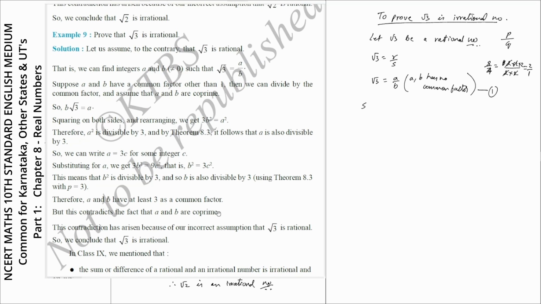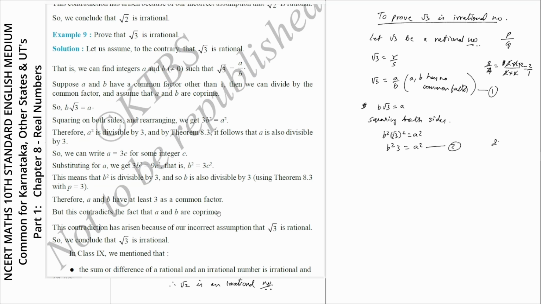Now I'll cross multiply and square both sides. If I cross multiply, b into root 3 is equal to a. Squaring both sides, what will I get? b square into root 3 the whole square is equal to a square. So b square into root 3 the whole square is just 3, so 3 b square is equal to a square. This I'll mark as equation 2. So from equation 2, what it says is 3 is a factor of a square.